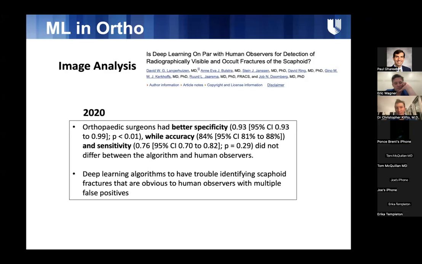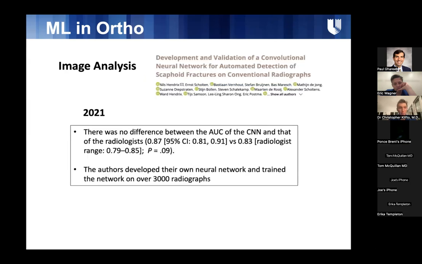So did we get any better? This was a cool study in 2020, essentially looking at whether we are able to actually detect fractures that are occult scaphoids. They used a neural network to figure out if they were able to do it, and they concluded that they couldn't. They found that deep learning algorithms had trouble detecting scaphoid fractures that were obvious to humans. They had a lot of false positives, but we got better, right?